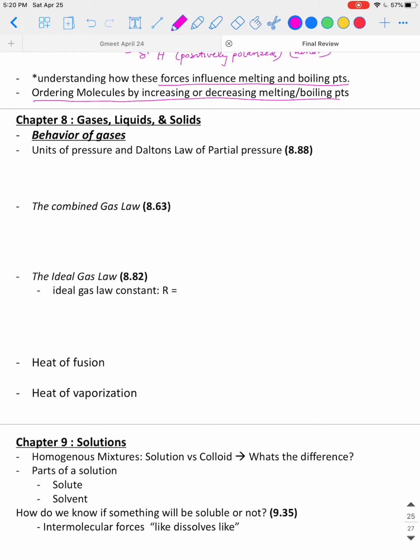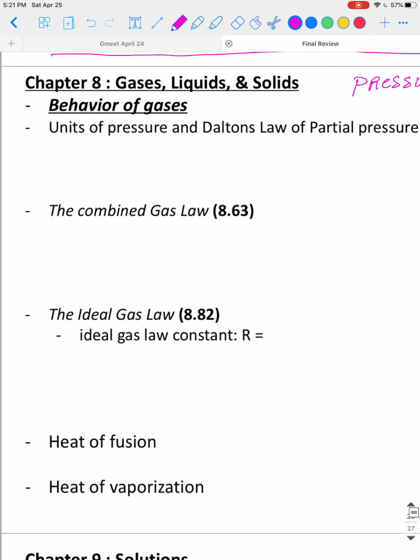What else from Chapter 8? Behavior of gases. We really then dug into gases, and we talked about how we can measure things about gases with units of pressure, volume, and temperature. These properties allow us to learn about the behavior of gases.